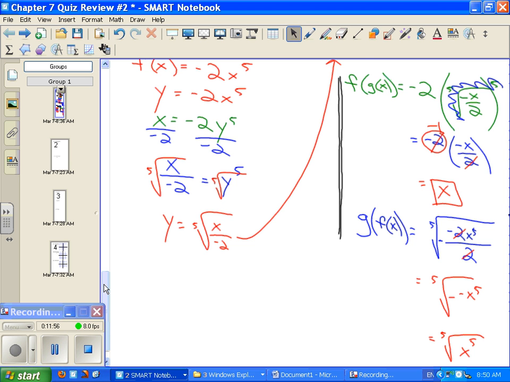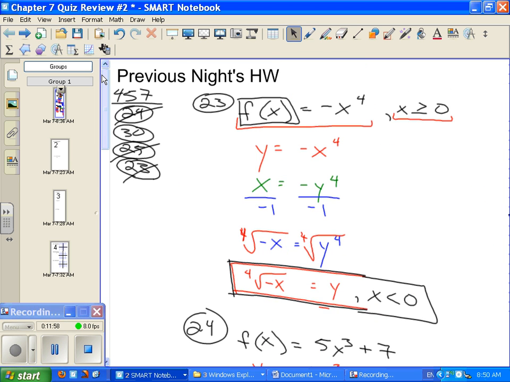Okay, we good with those? Yeah. I think that might have been the only verification type that was in your homework. I think so.